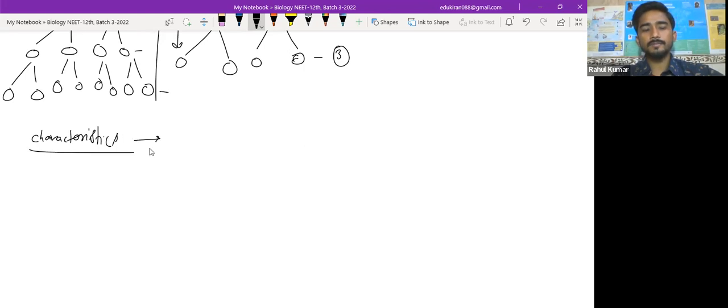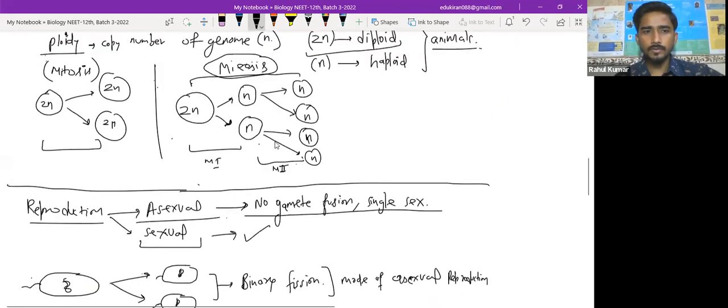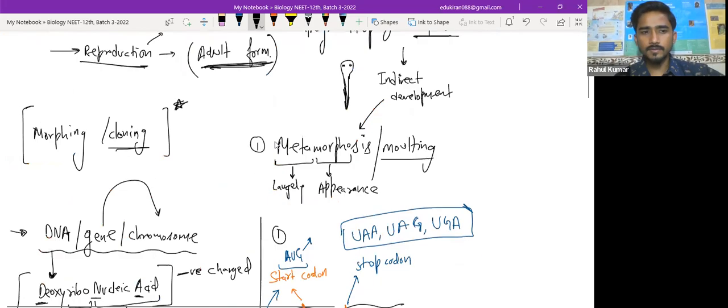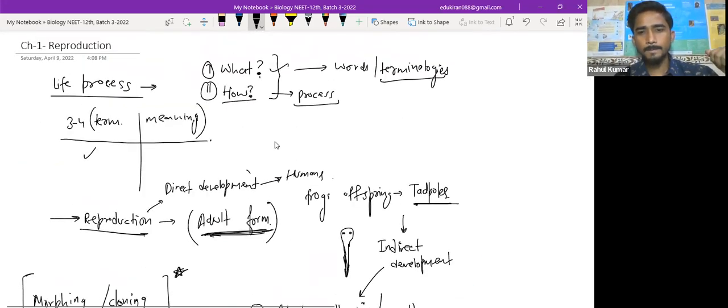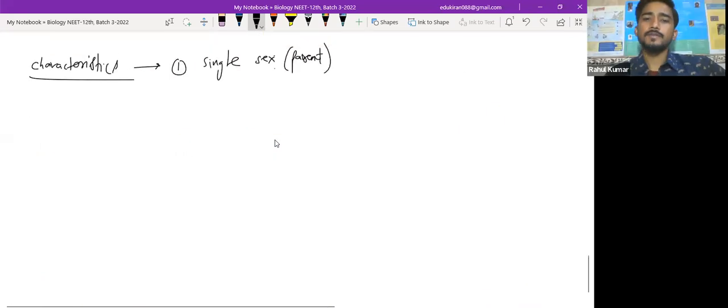Characteristics of asexual reproduction. First thing is single sex involved. In bracket, you can write parent. But we have discussed why using the word parent is not the most perfect way, right? There are hermaphrodites as well. Have we discussed hermaphrodites? We have not discussed hermaphrodites till now, right? Say yes or no. No, sir. Okay. So write down single sex or parent involved.